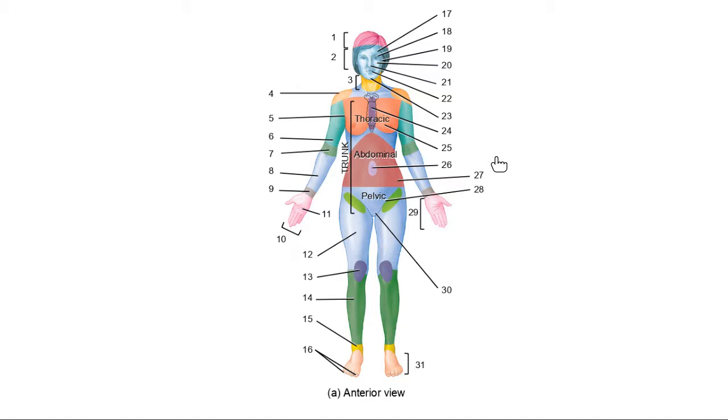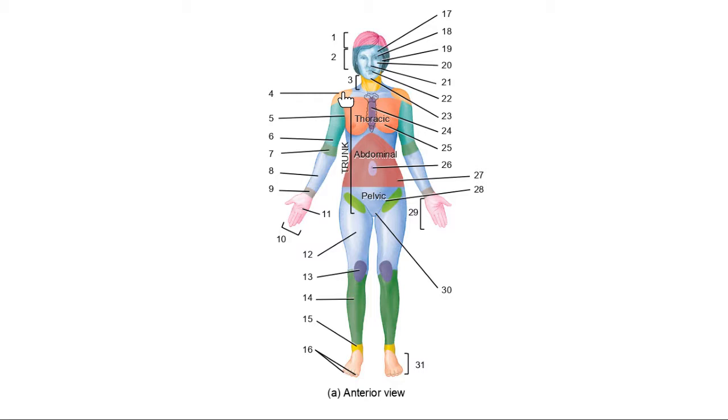for them. You can help me with this part. Okay, can you tell me what is number 1? What do we call number 1? This part is called cranial or cephalic part. Number 2 is facial part. Number 3 is called cervical. Number 4 is called deltoid.